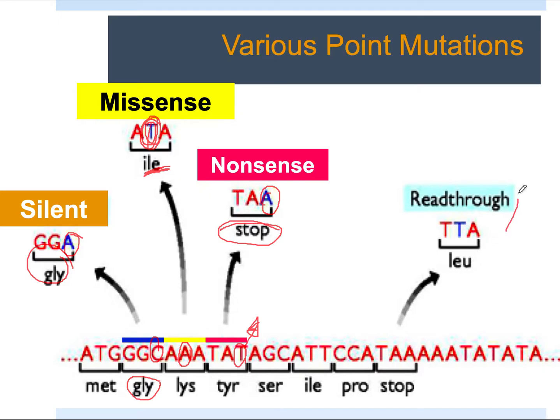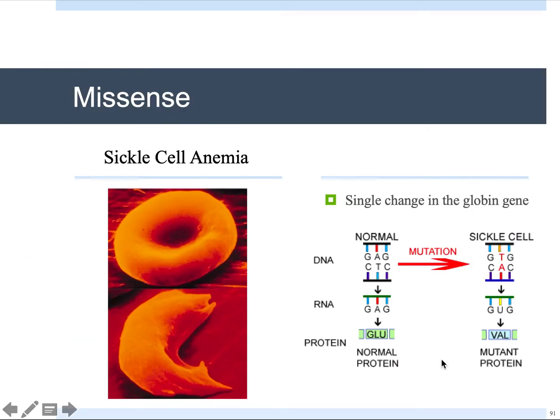Then there is a read-through mutation. For a read-through mutation, where there should be a stop codon, you have a mutation. So instead of TAA, you have TTA. So you have T replacing this A, and that means that the protein synthesis will continue instead of stopping. So you have a longer than necessary protein that is synthesized.